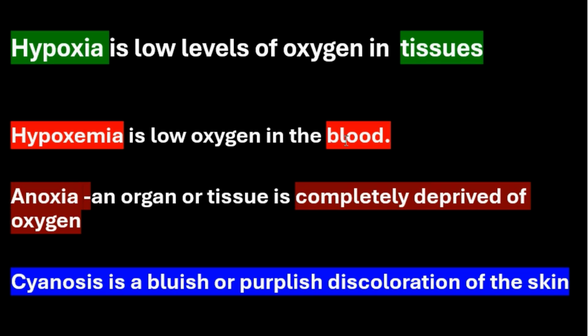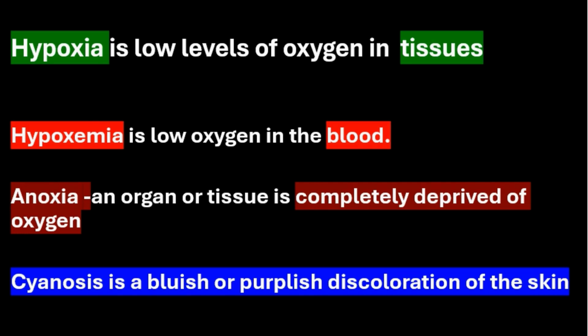Anoxia is the total deprivation of oxygen, completely deprived of oxygen. Here hypoxia is a low level, but anoxia is completely deprived of oxygen in organ or tissues. Cyanosis is the bluish or purplish discoloration of the skin. This is also related to poor circulation. So you can see the color coding. Cyanosis blue, anoxia complete lack of oxygen, hypoxemia low oxygen in blood, hypoxia low in tissue. So don't be confused with these terminologies.